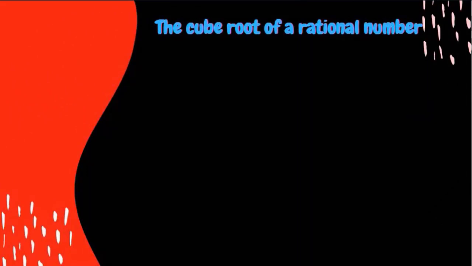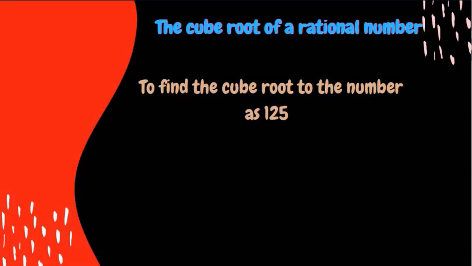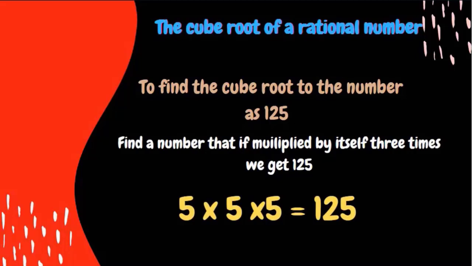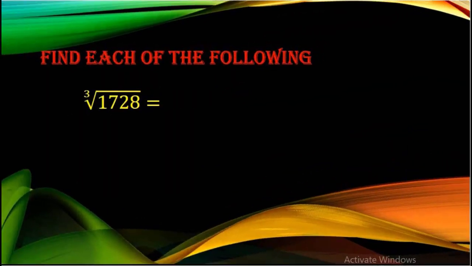Let's start our lesson, which is about the cube root of a rational number. To find the cube root of a number such as 125, find a number that, if multiplied by itself 3 times, we get 125. 5 times 5 times 5 equals 125. So the cube root of 125 is 5. We can find the cube root by using a calculator.